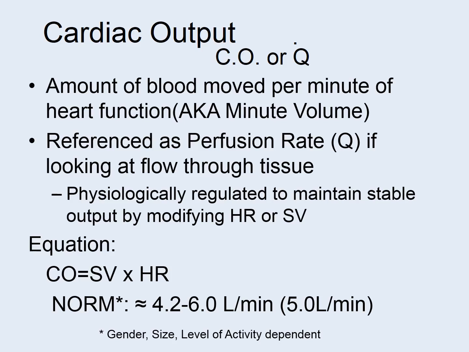The norm values that we have for cardiac output is approximately 4.2 to 6.0 liters per minute, with the norm average being 5 liters per minute. Now, what we have to remember is that this norm value is gender, size, and level of activity dependent for the individual, which means that no individual will have a set cardiac output that is equivalent to anybody else. The larger the person, the greater the cardiac output. The more physically active the person, the greater the cardiac output. Men will typically have a larger cardiac output than women.